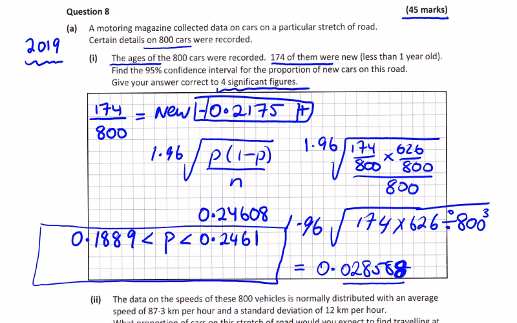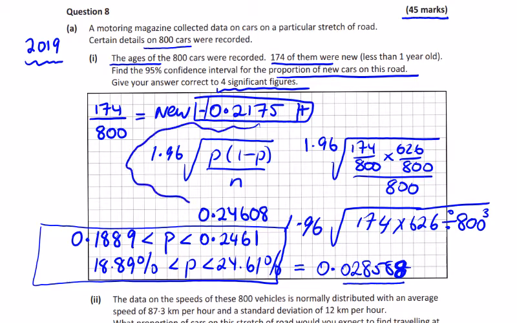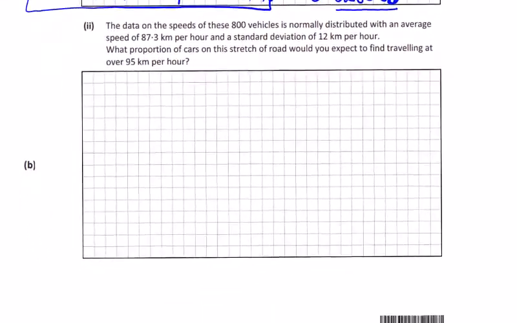P, the proportion of new cars on the road, is between these two figures, 18.89% and 24.61%. Nice easy start for this question. You obviously need to know this formula jumps into your mind. You've studied statistics just before going into the exam.